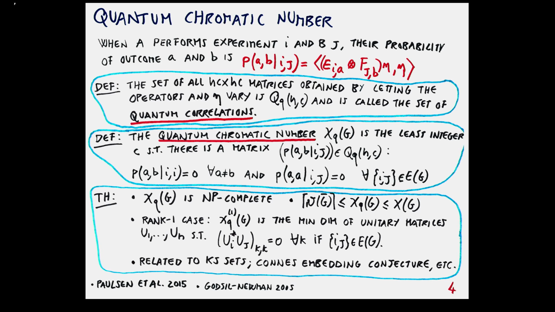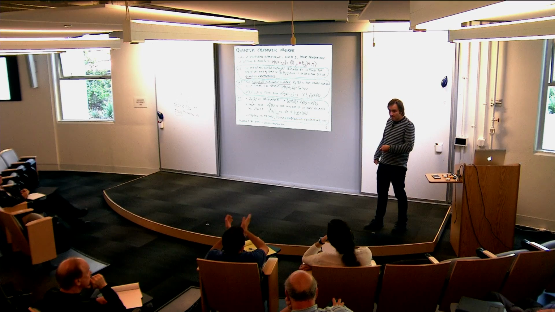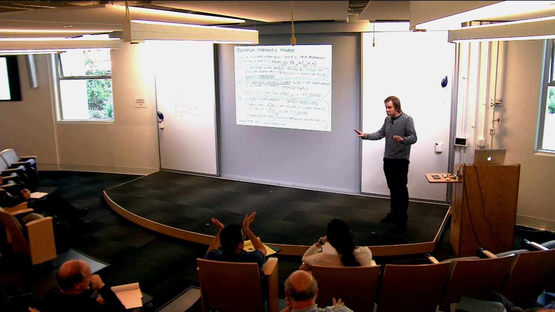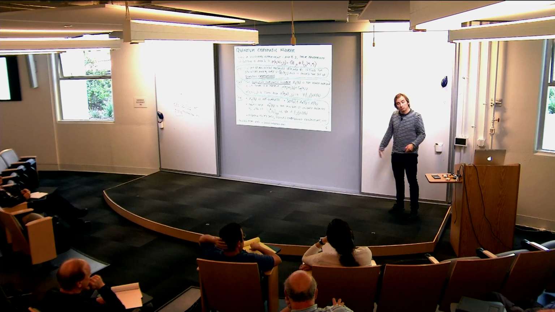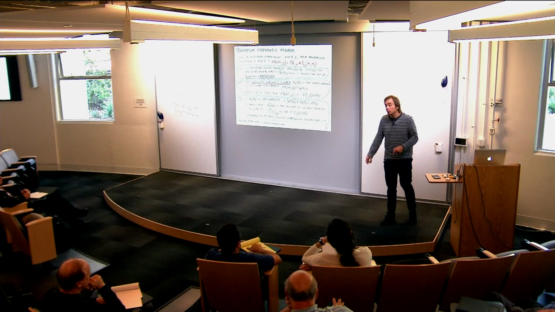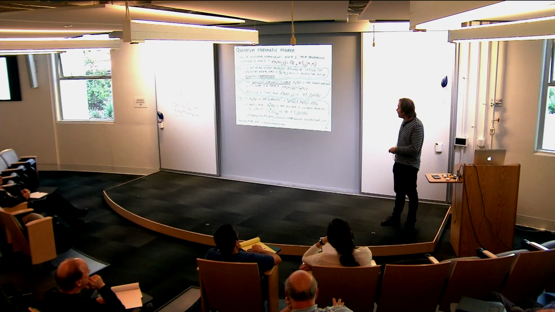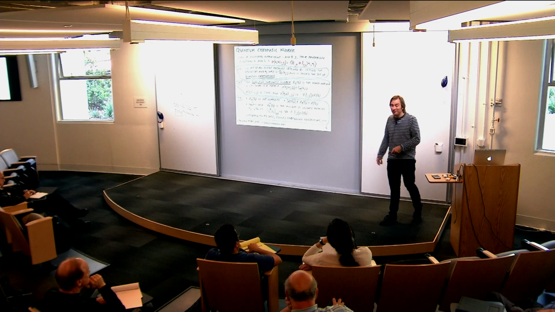Please. So the quantum chromatic number, you say it's NP-complete. We know strong non-approximability results for the chromatic number. Do we know strong non-approximability results for the quantum chromatic number? No, we don't. Yeah, it would be interesting to know something about that.